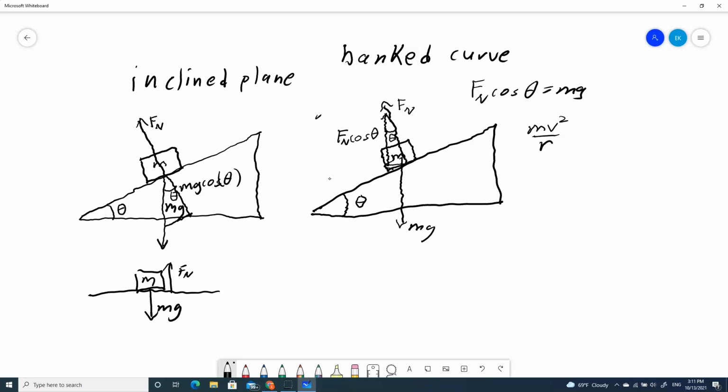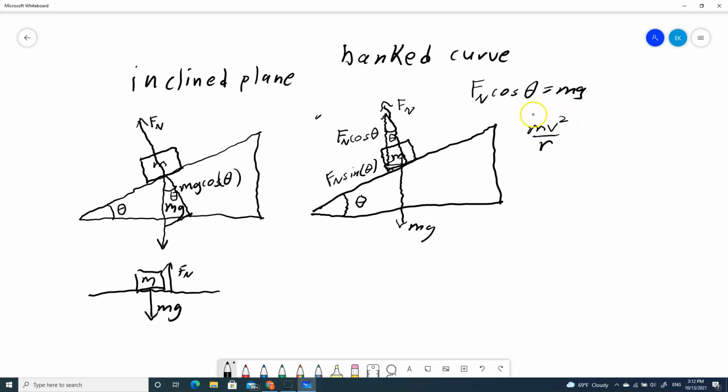So F_N sine theta is this horizontal component. And remember that the object, while it's going around this curve, has this inertial tendency to escape this curve. While it's moving fast enough, it has an inertial tendency. And that's why, to make the object still, this horizontal inertial tendency of the object must be opposed by the centripetal force, which is equal to mv squared over r.